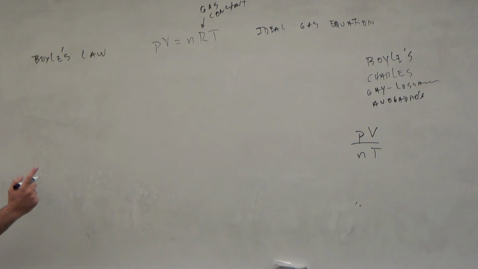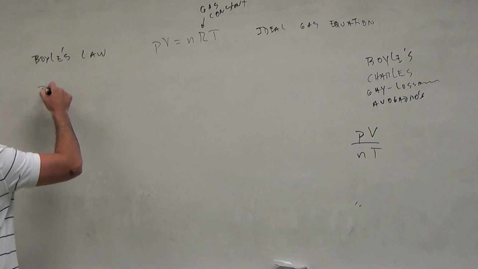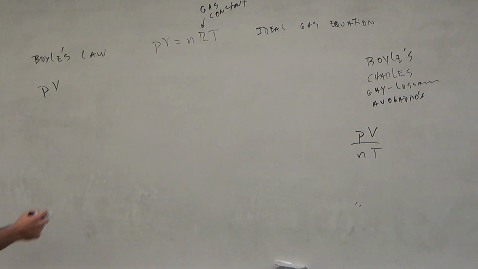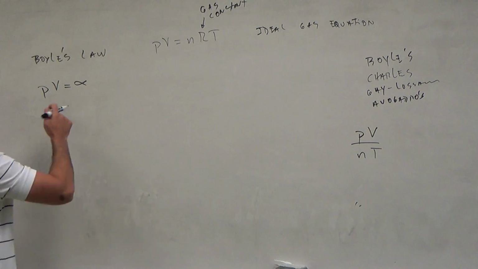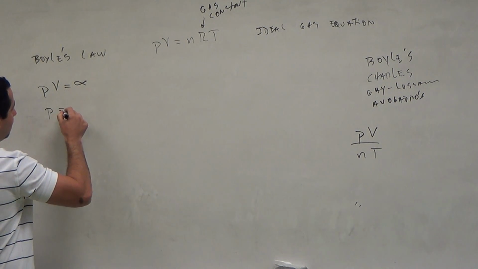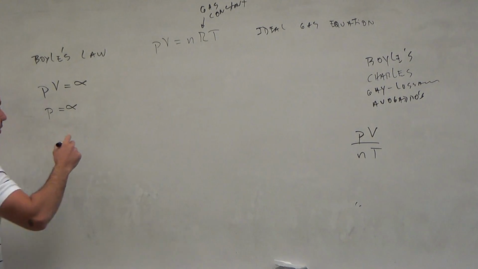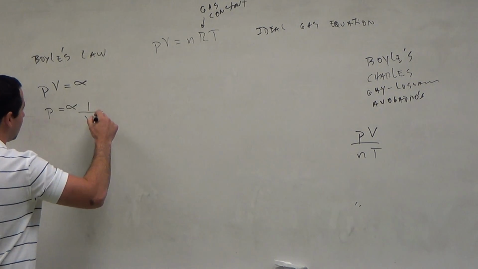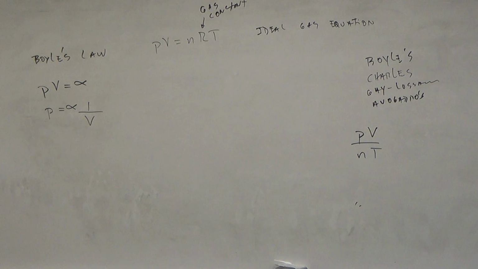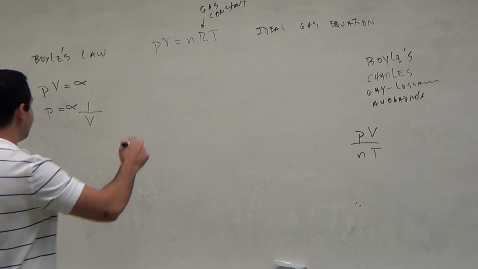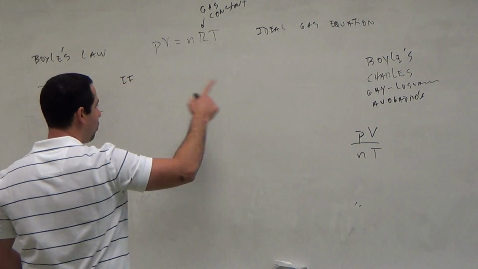Boyle's Law says that the pressure and the volume, this looks like PV, yes? PV is equal to a proportionality constant. The pressure and the volume are equal to a proportionality constant. If I solve for P, what you get is PV is equal to the proportionality constant, yes? So this is if the rest of them are constant.